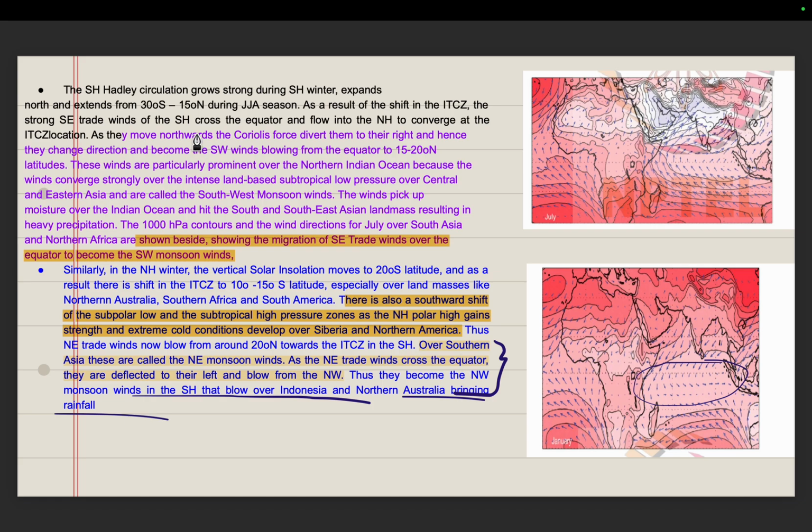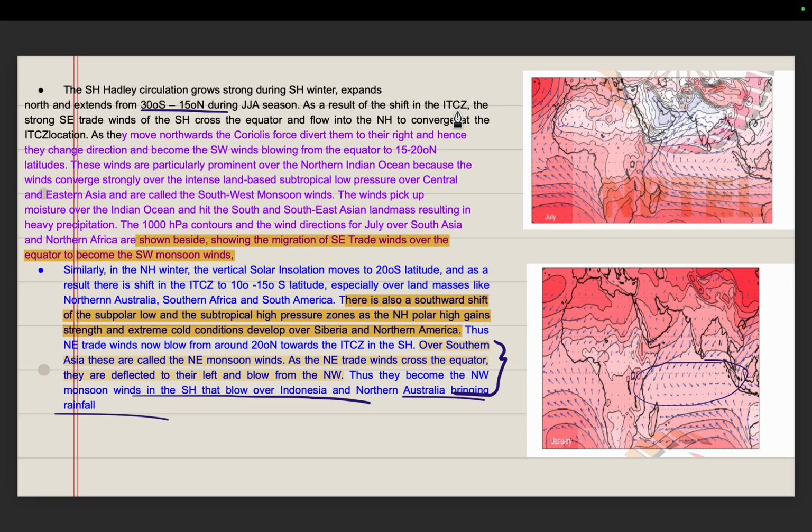Now, in this time, the southern hemisphere Hadley circulation grows stronger during the southern hemisphere winter, and it expands to the north and extends from 30 degrees south to 15 degrees north during the June, July, August season. As a result, there is a shift of the intertropical convergence zone. The strong southeastern trade wind of the southern hemisphere now can cross the equator.